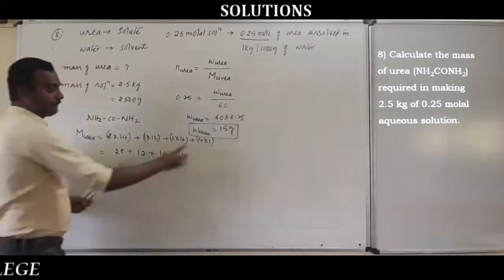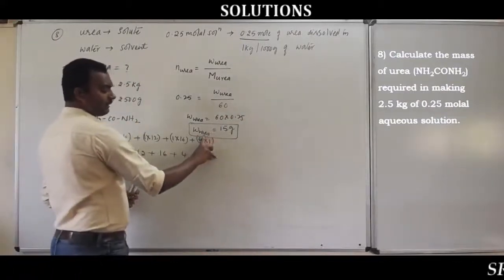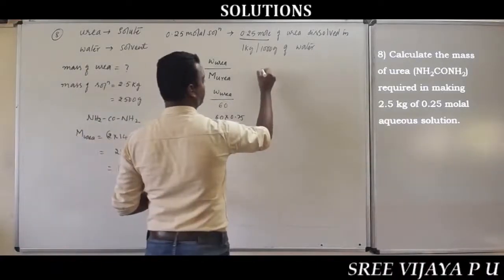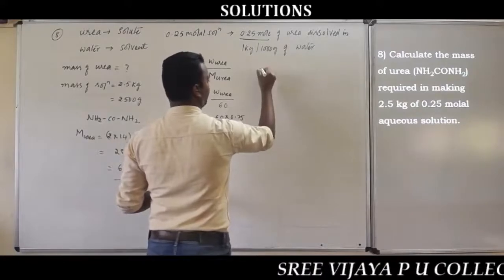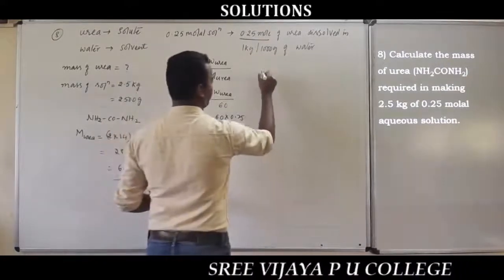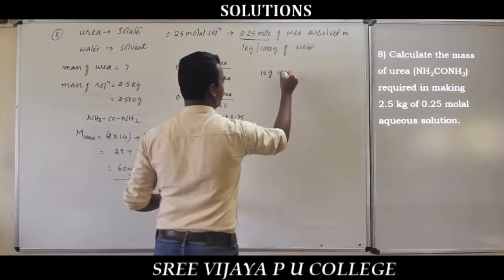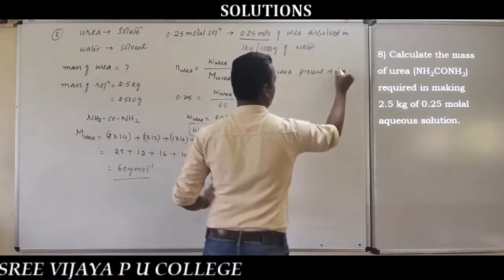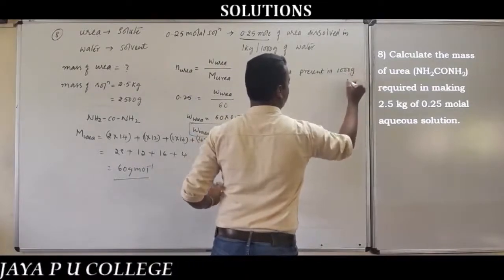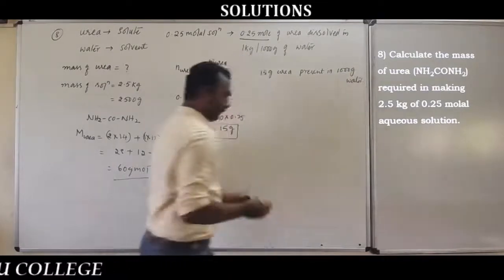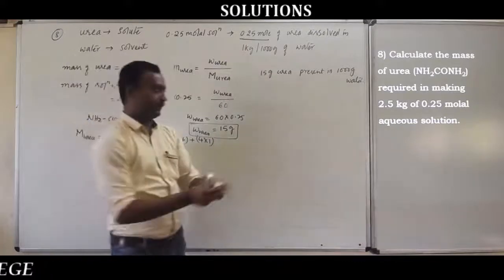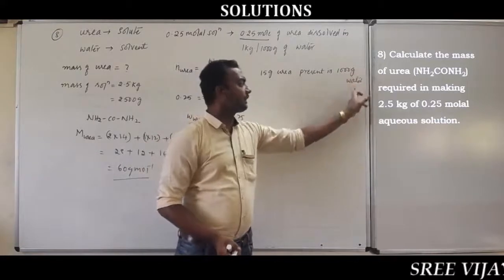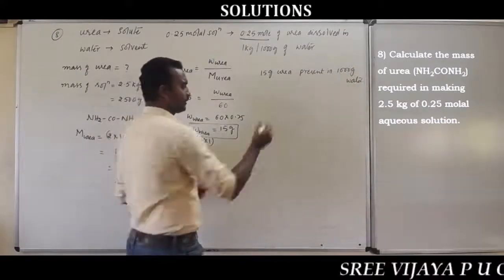So now the mass of urea is 15 gram. This 15 gram of urea is present in how much water? In 1000 gram of solvent, that is water. Now we can find the mass of this solution. In the solution there is 15 gram of urea and 1000 gram of solvent water. So let us see what the mass of solution comes to.